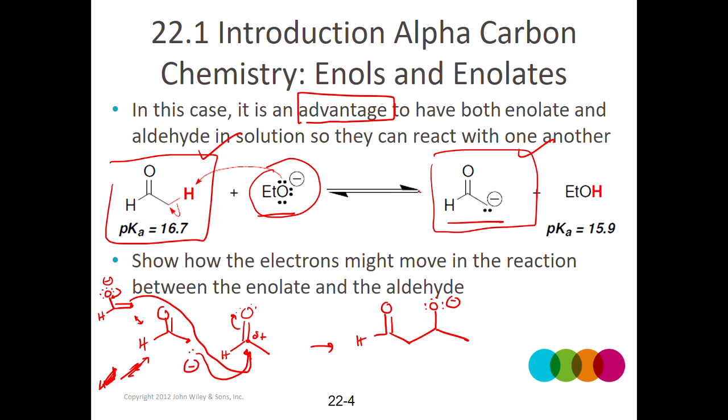So as we're saying, both of these are formed in equilibrium, and we can have one attack the other, or it will naturally attack the other when they happen to collide. The negative side of one and the partial positive of the other will attract and invite that collision to occur. And then this could pick off a proton here and regenerate the base, which can continue reacting, and that would produce something called an aldol.